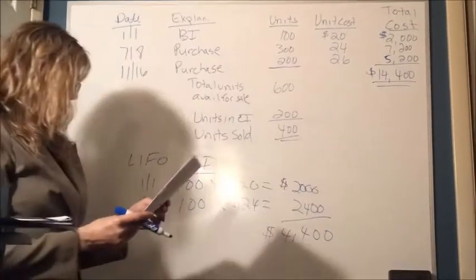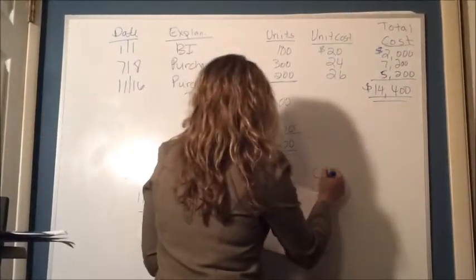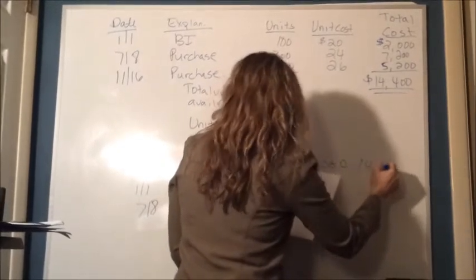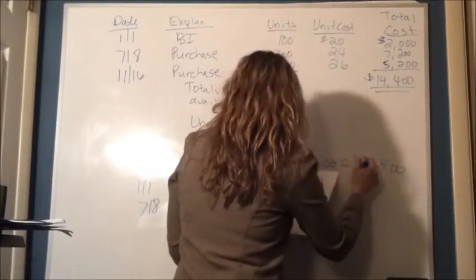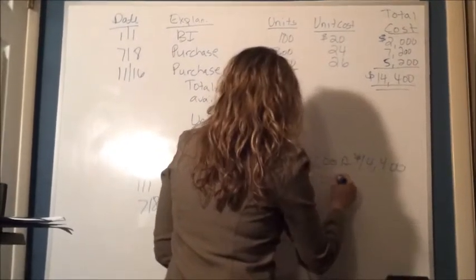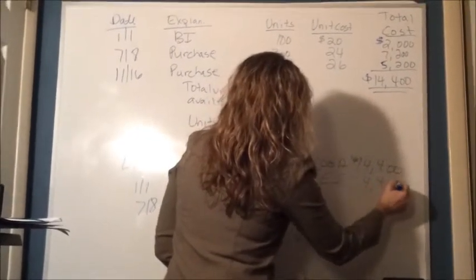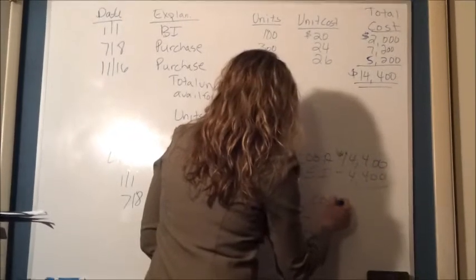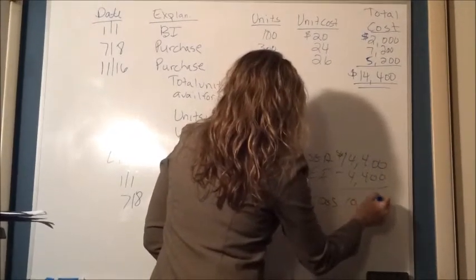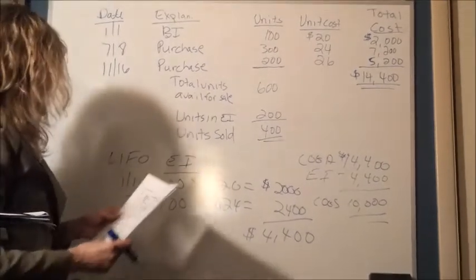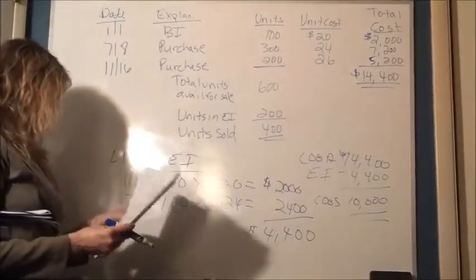To determine my cost of goods sold, I take my cost of goods that were available, $14,400, and I subtract out my ending inventory, which was $4,400, and that means my cost of goods sold was $10,000.